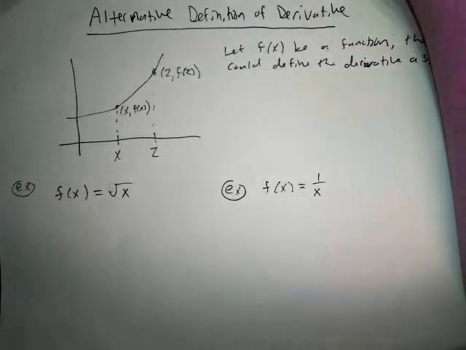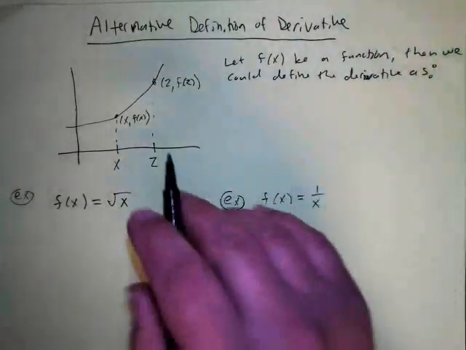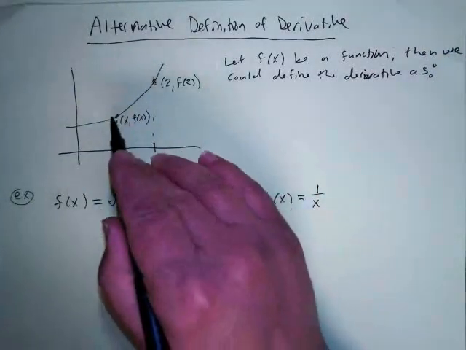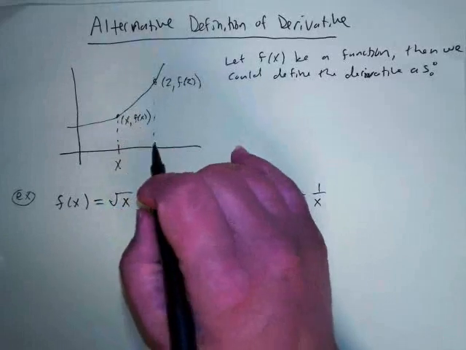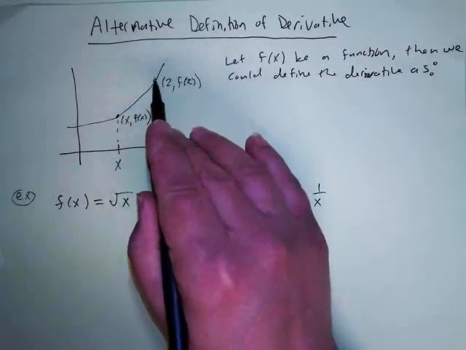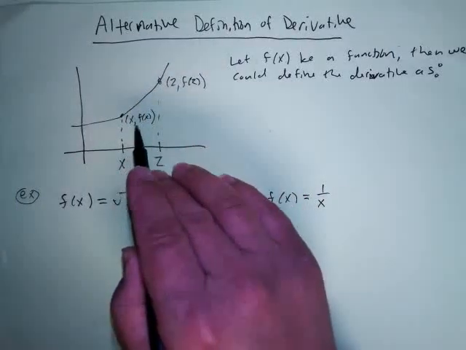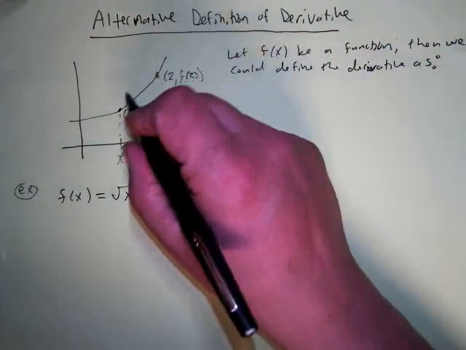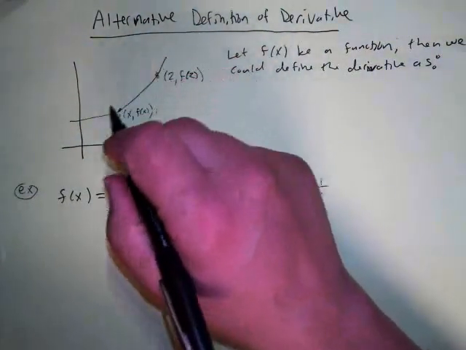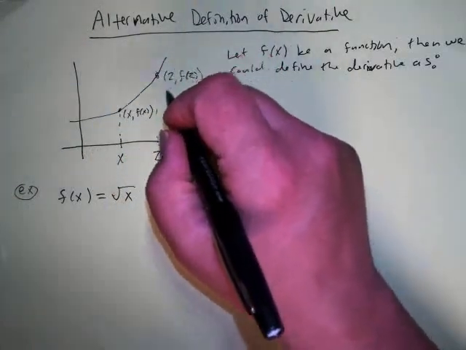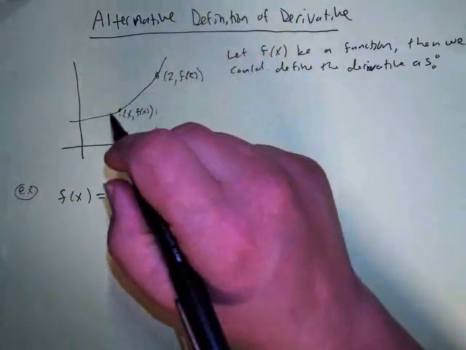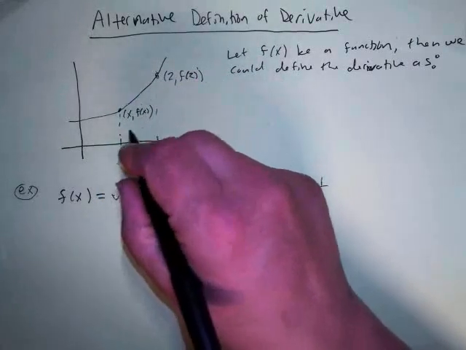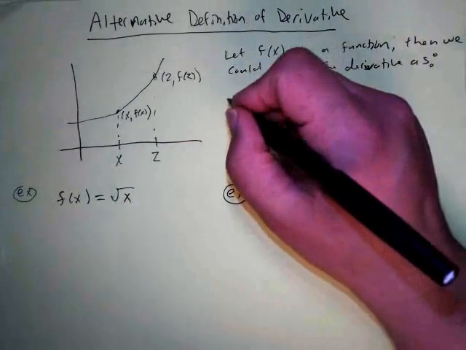And so here's a picture. Let f of x be a function. Here's x on the function, and here's some other point, we're going to call it z, on the function. So this is x, f of x, z, f of z. We can define this difference quotient, a difference in the y values over a difference in the x values, and it's going to be the limit as z approaches x. So instead of as h approaches 0, it'll be as z approaches x.